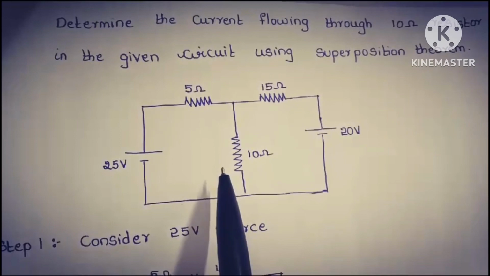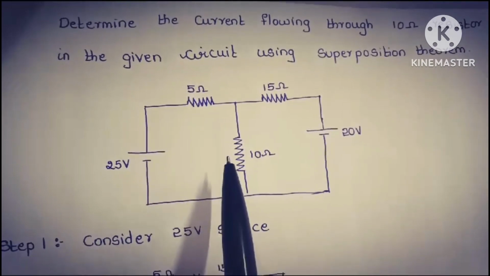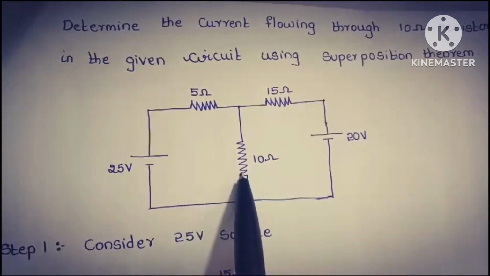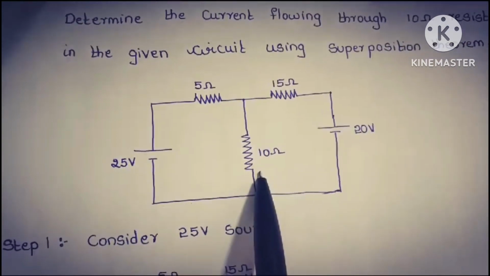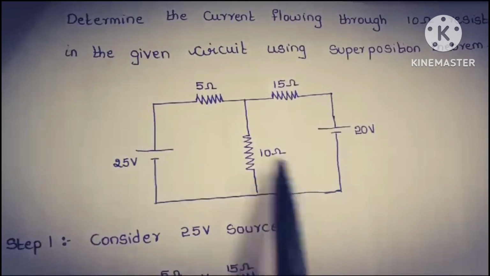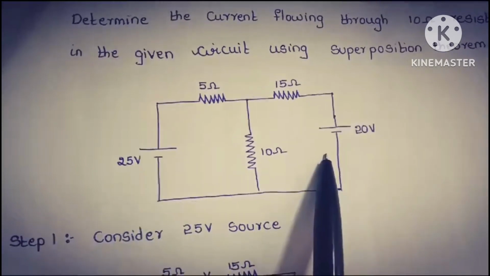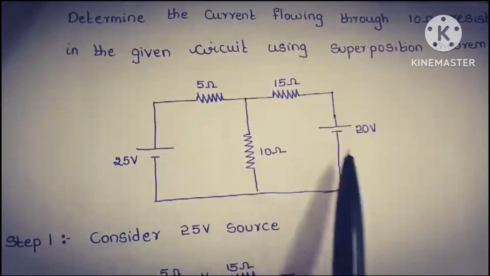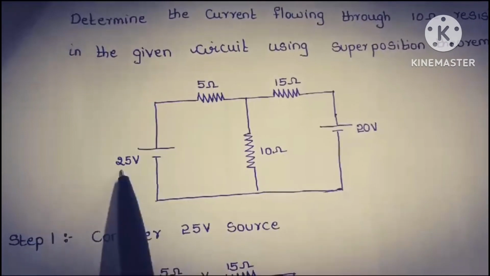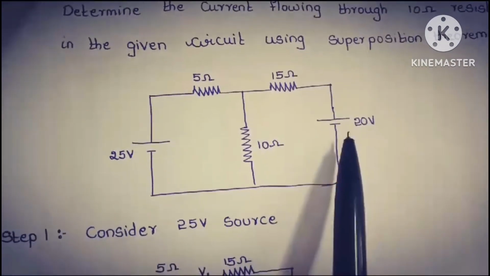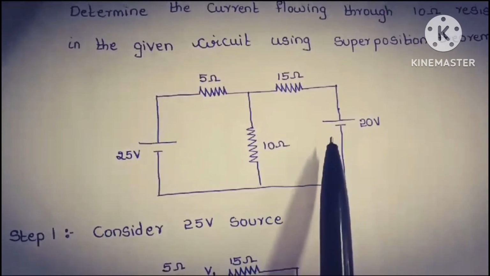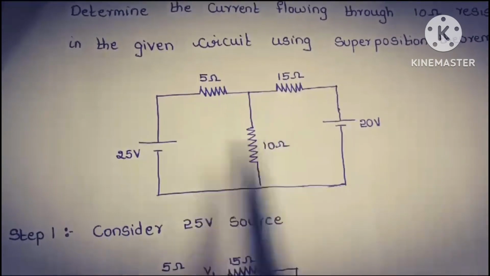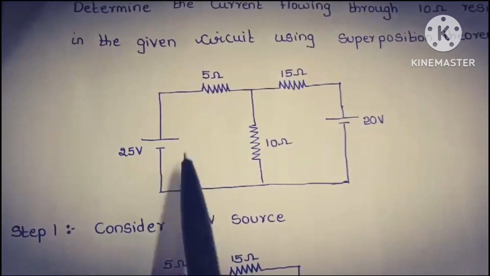According to the superposition theorem, when we want to find the current flowing through any element, the current through that particular element is equal to the sum of the currents when individual sources are considered. Here we have two sources, one is 25 volts and the other is 20 volts. Therefore, we are first going to find the currents by considering individual sources. So first I am going to consider the 25 volt source.